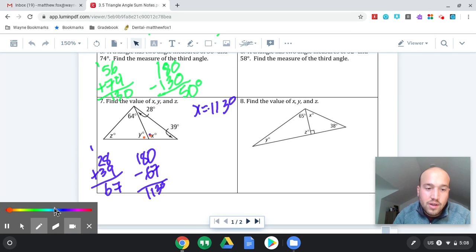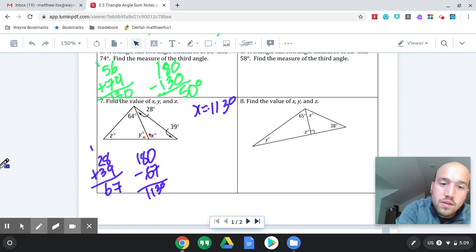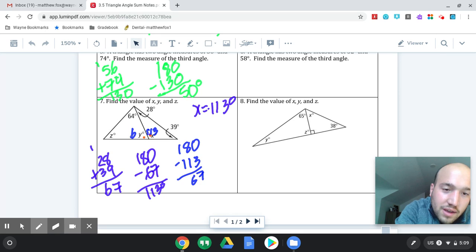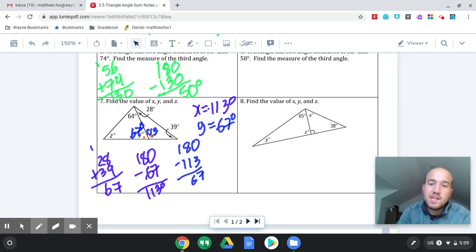So at this point, all we have to do is take this 113 right here. If I take 180 minus 113, I get the 67 that I originally had. Okay, that 67 is what angle y equals. Okay, so y has to be 67 degrees because x and y make up a linear pair, meaning they're supplementary, they add up to 180.